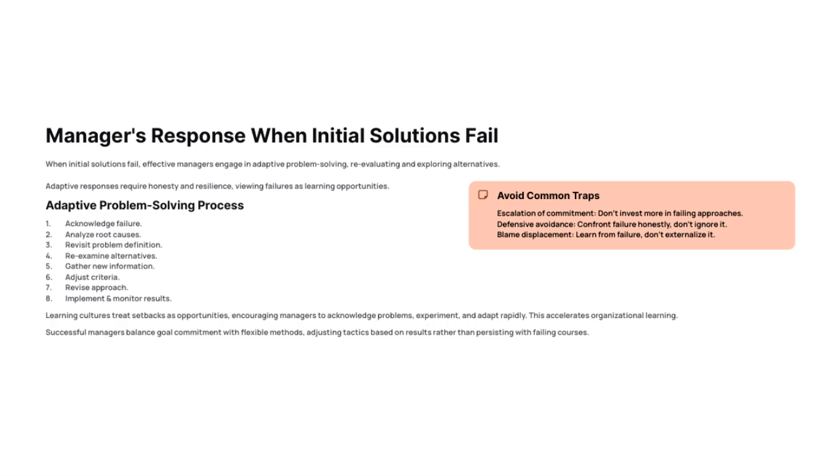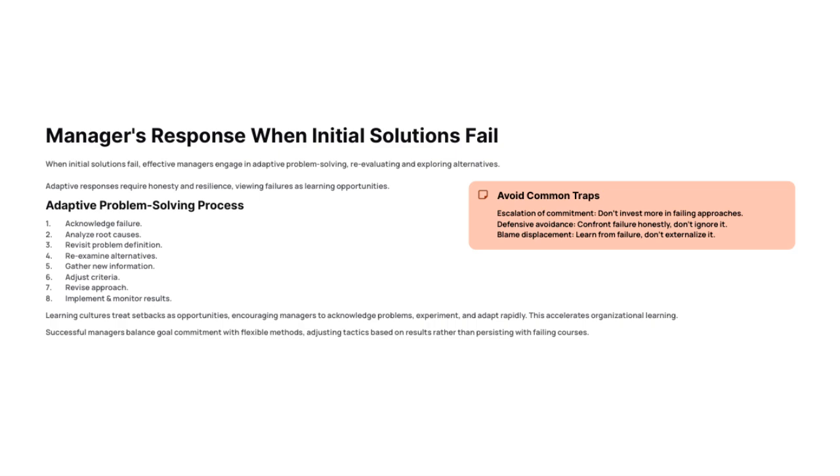Learning cultures play a crucial role here. They see setbacks not as failures, but as opportunities to learn. This encourages managers to openly acknowledge problems, experiment with new ideas, and quickly adapt their strategies. This rapid learning accelerates the entire organization's growth.